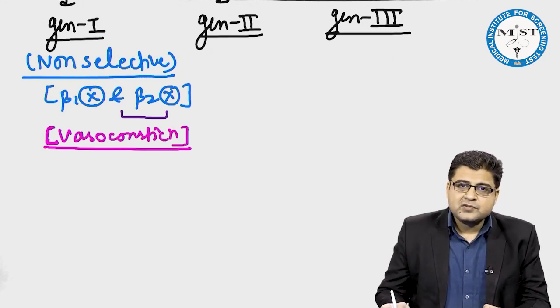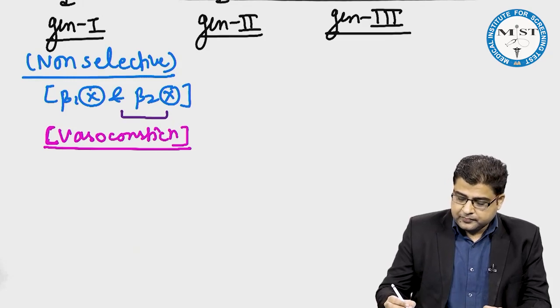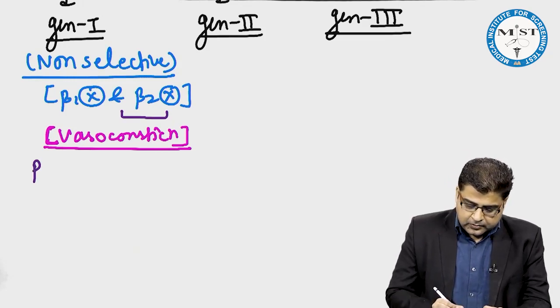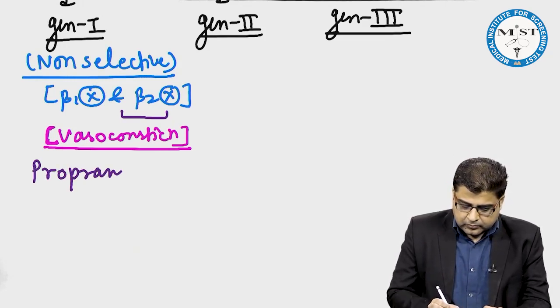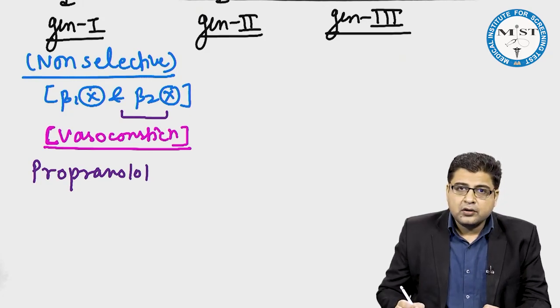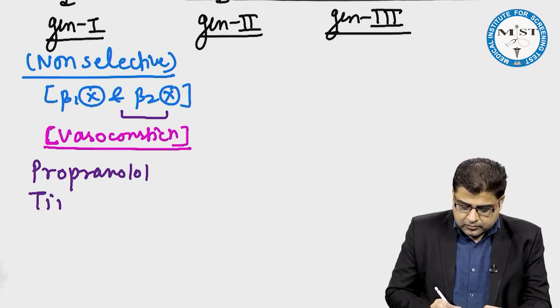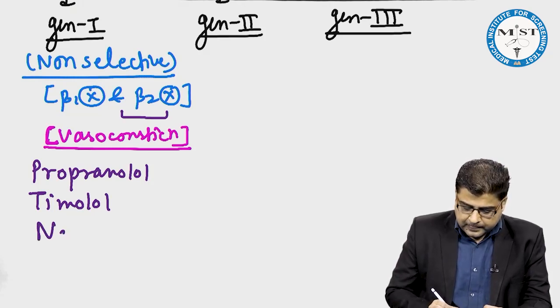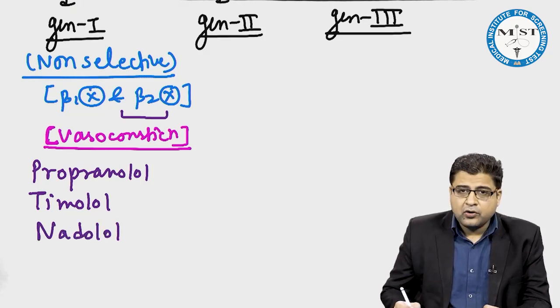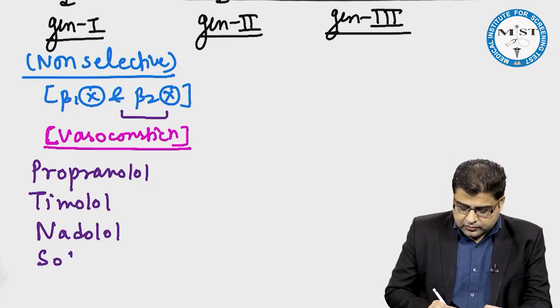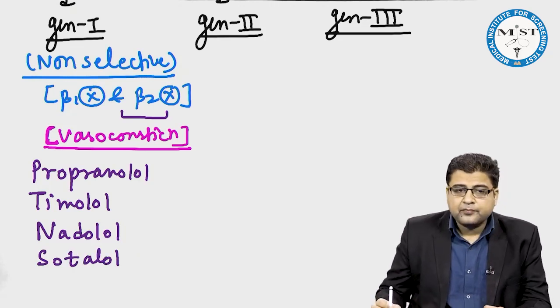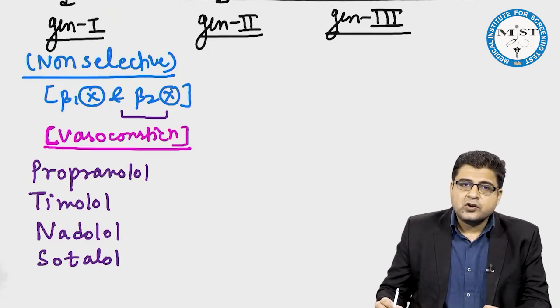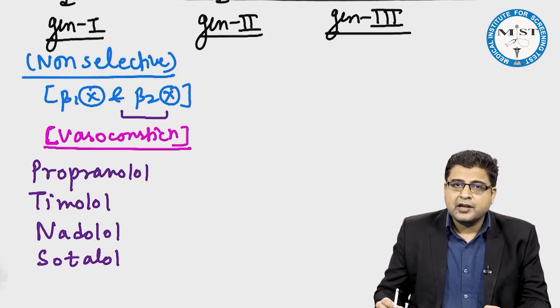Now, what are the names of these medicines? Names are number 1, propranolol, number 2, timolol, number 3, nadolol, number 4, sotalol. These are the 4 medicines which are non-selective beta blockers and used clinically.